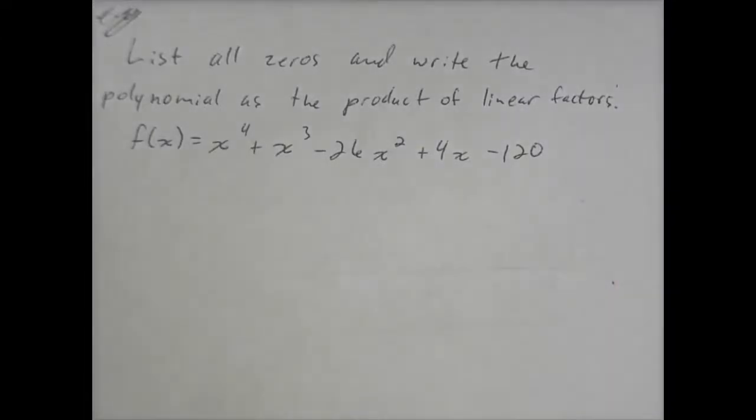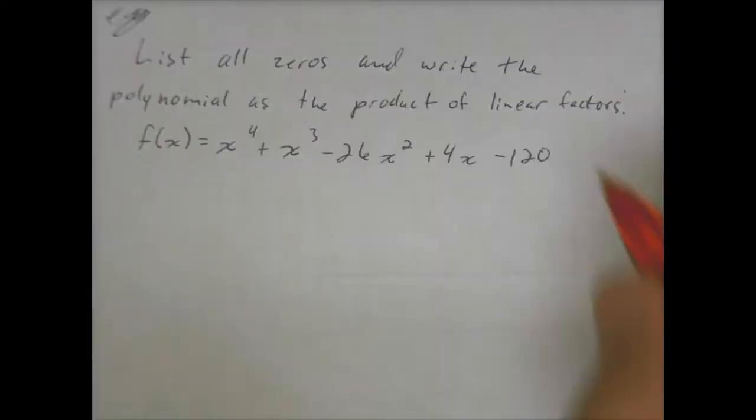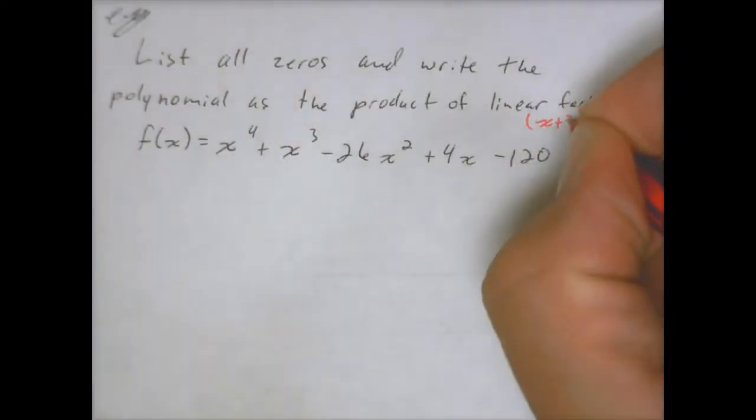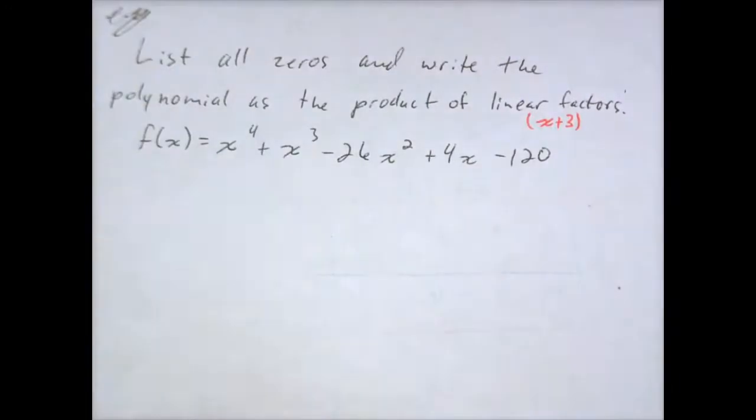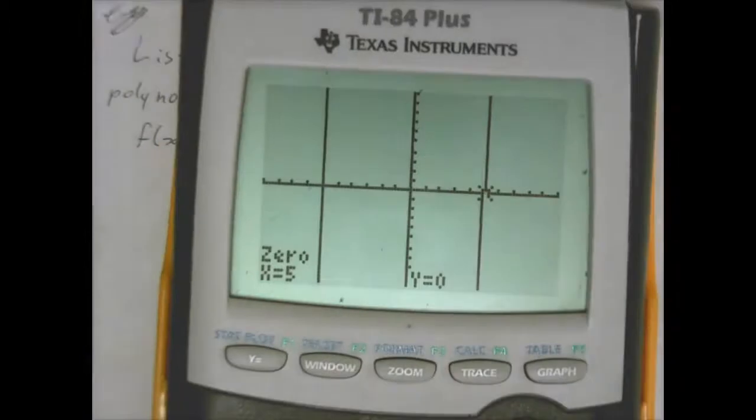I'm sorry. So with this one, list all the zeros and write the polynomial as a product of linear factors. Don't forget a linear factor is just something like x plus 3, because that's what it means by linear factors. So with this one, I went ahead and graphed my function.